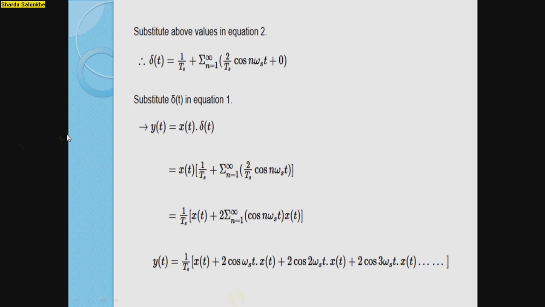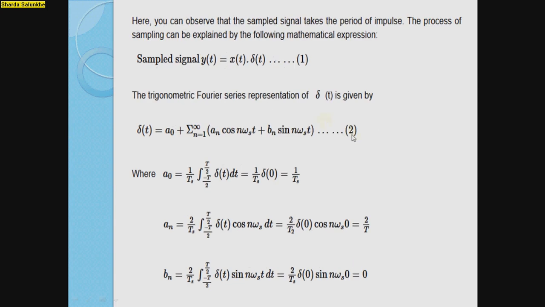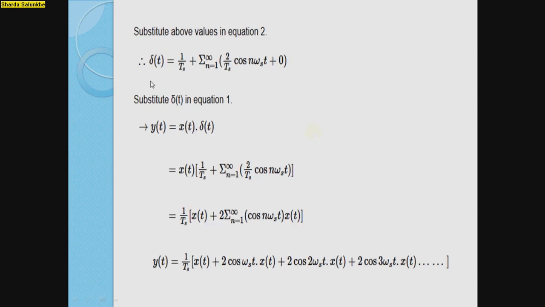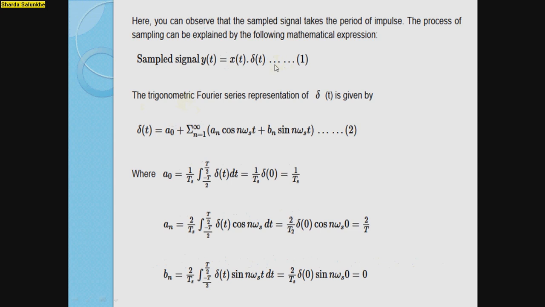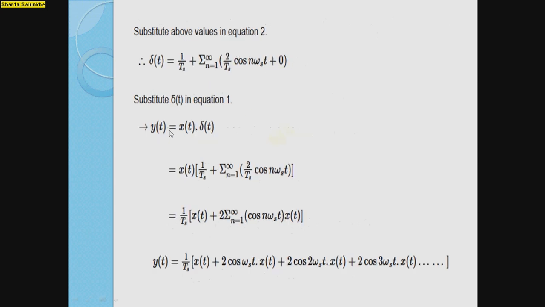Substituting these values in equation number 2, you will get delta of t is equal to 1 by Ts plus summation n equal to 1 to infinity of 2 by Ts cos of n omega s t, plus 0. Now substitute this delta of t in equation 1, where y of t is equal to x of t into delta of t. The value of delta of t is available here, so we can place it here, and x of t is multiplied by this total equation.